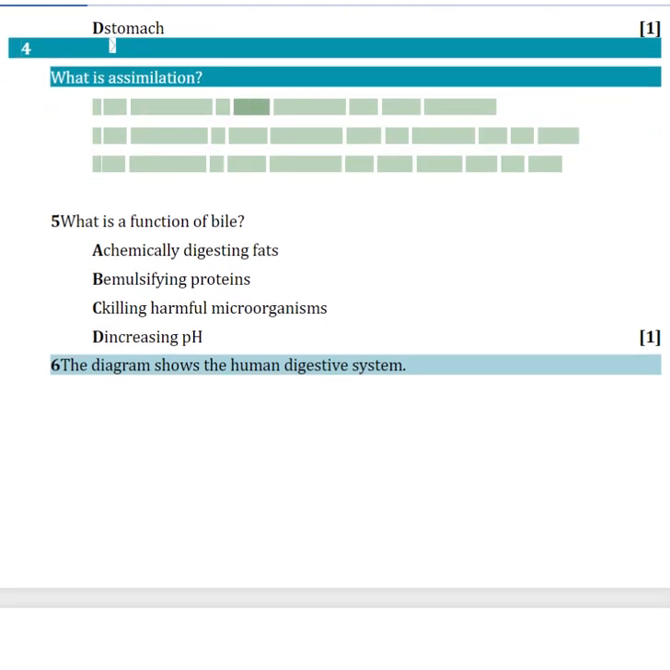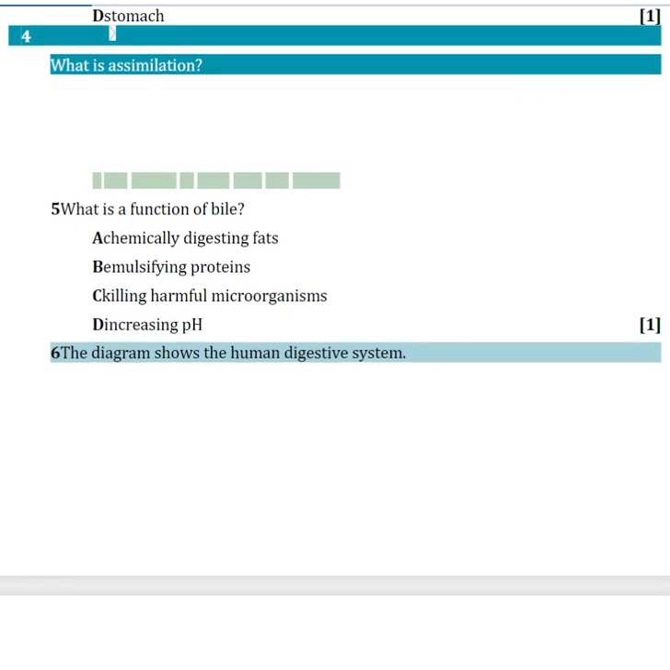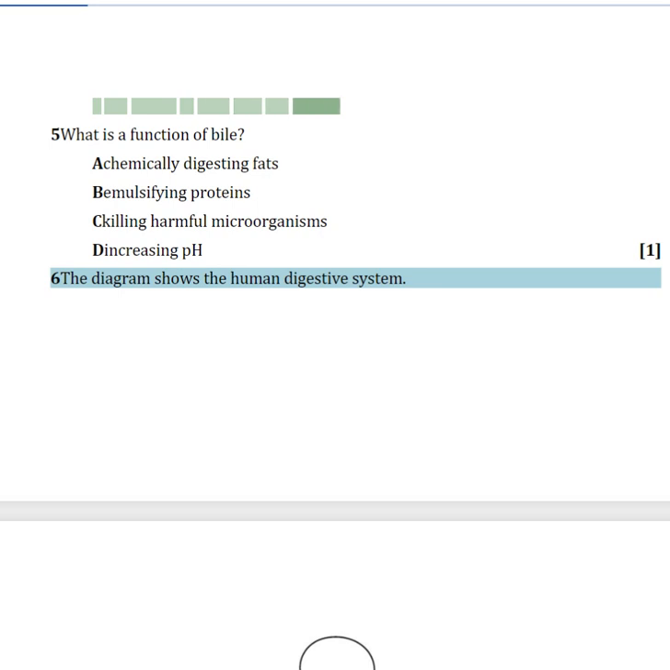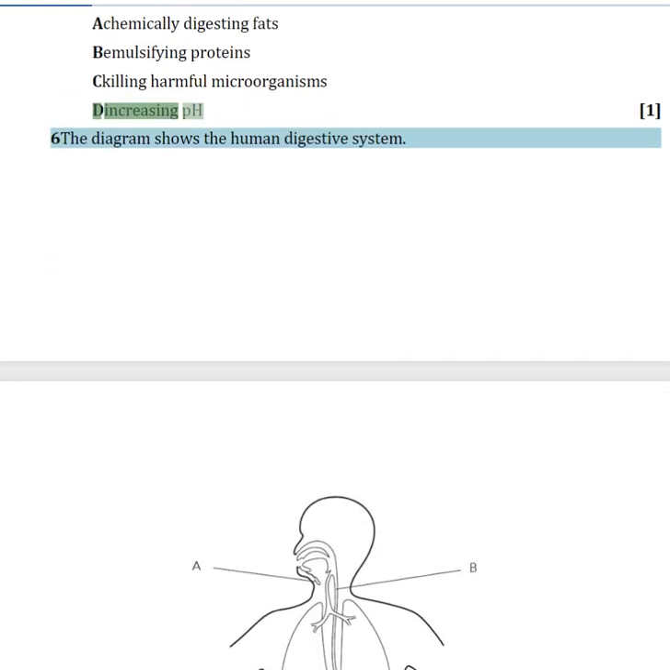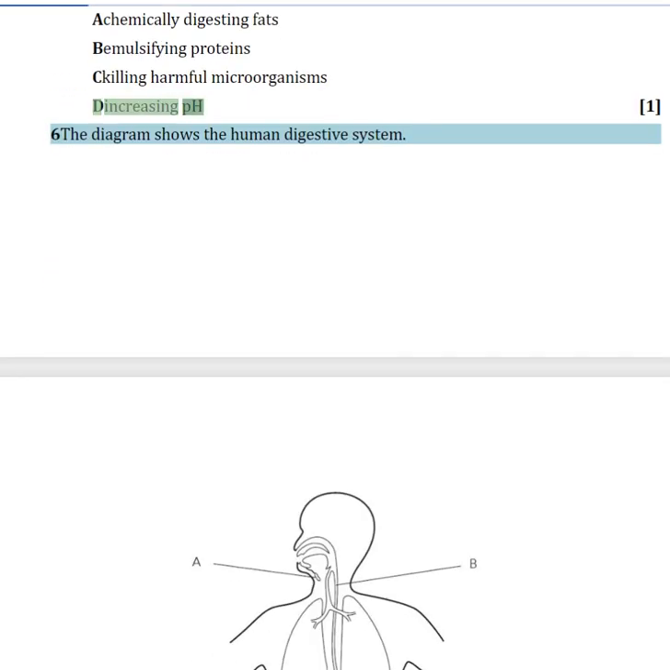4. What is assimilation? A. Breakdown of large molecules into small molecules. B. The movement of small molecules from the intestine into the blood. C. The movement of small molecules into cells, where they are used. D. The taking of food into the mouth. 5. What is a function of bile? A. Chemically digesting fats. B. Emulsifying fats. C. Killing harmful microorganisms. D. Increasing pH.